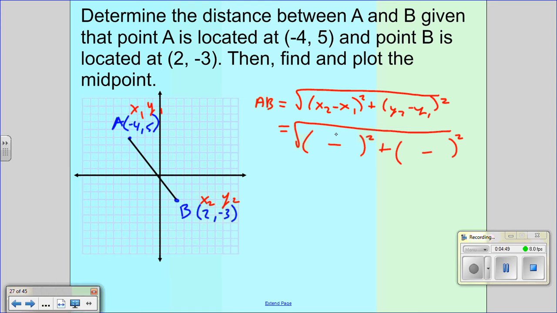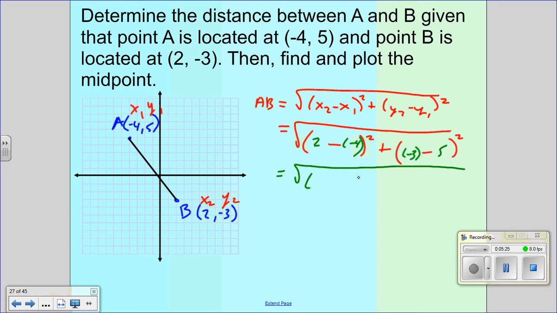So x2 is 2, x1 is -4, y2 is -3, and y1 is 5. So what I would do here, yes, you can put all of this in the calculator in one step. You just have to be very careful to make sure you insert the correct amount of parentheses. But I want to make sure I get the right answer, so I'm going to do it in stages. So bear with me.